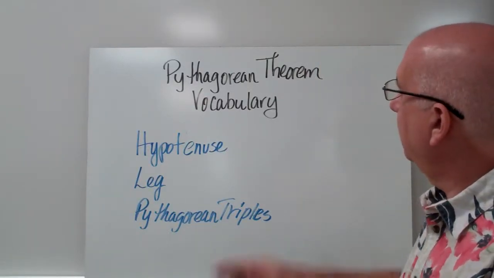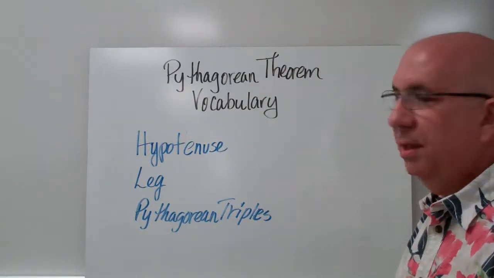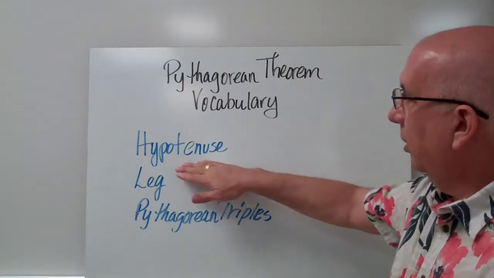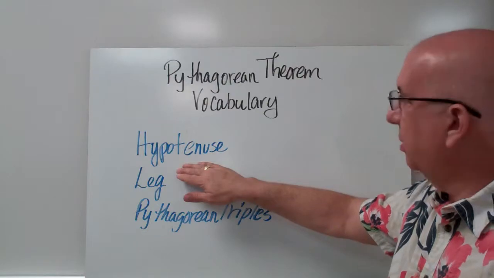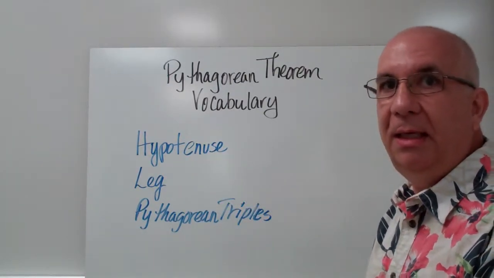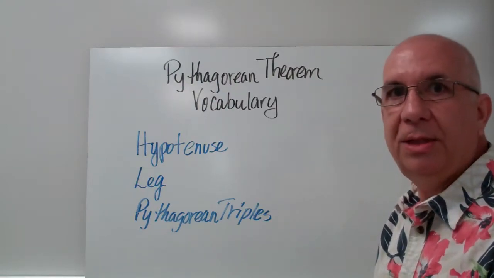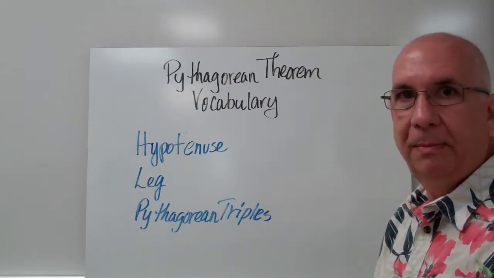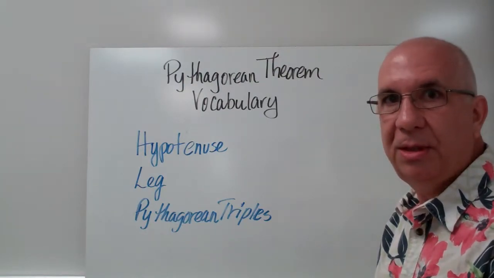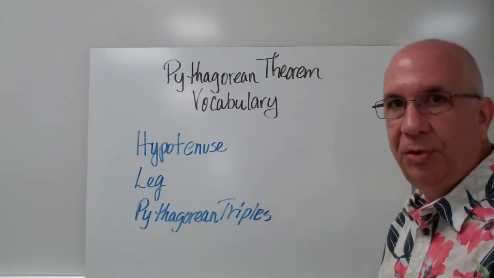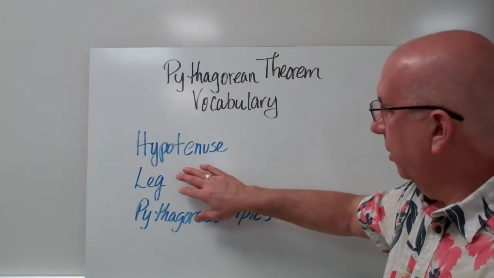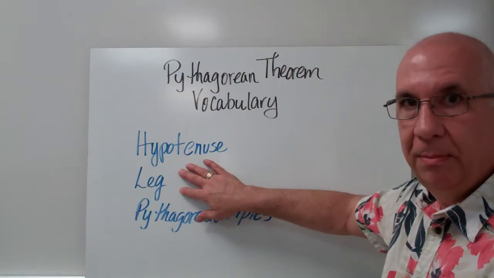Today's lesson is about the Pythagorean theorem and some of its related vocabulary. The first term that you need to make certain you understand is hypotenuse. The hypotenuse is always the side of the right triangle that is opposite the right angle. The hypotenuse is always the longest side of any right triangle. The other two sides of the right triangle are called legs.